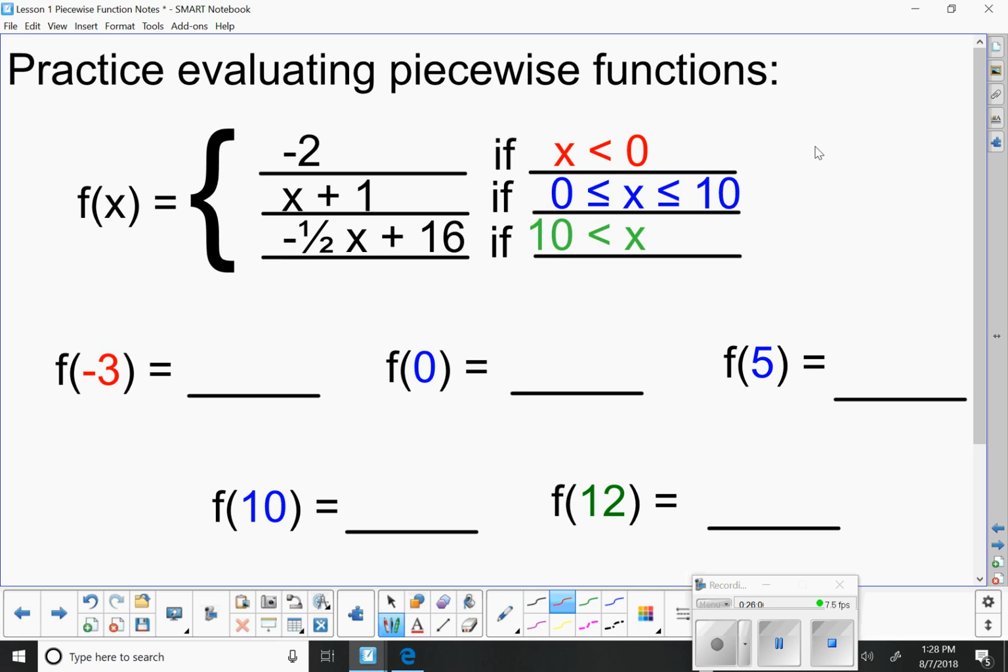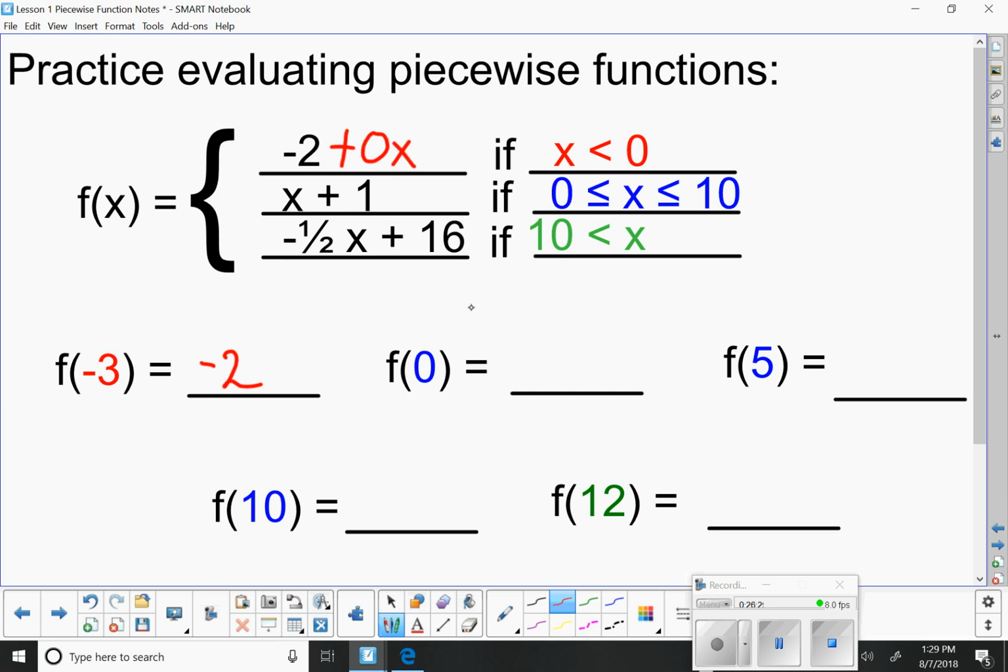Little more practice evaluating. F of -3, and I've even color coordinated these to be nice. -3 is less than 0. It's a constant function, so it's -2. You can even think of this as plus 0x. So if I put -3 in, -3 times 0 is 0, plus -2 is still -2.